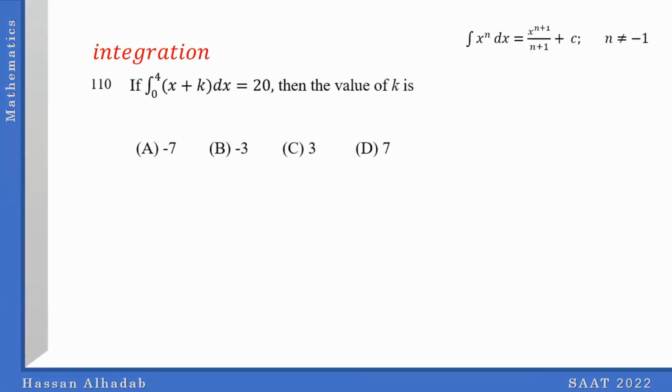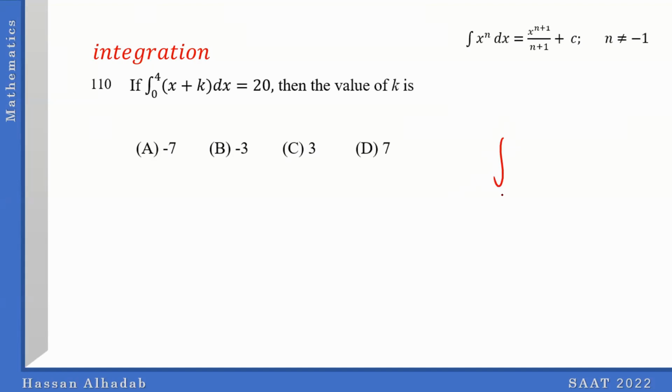Now in this one, this is a typical question on this test. If the bounded integration from 0 to 4 of 2x plus k dx is equal to 20, then the value of k is. So what's the idea of bounded integration?